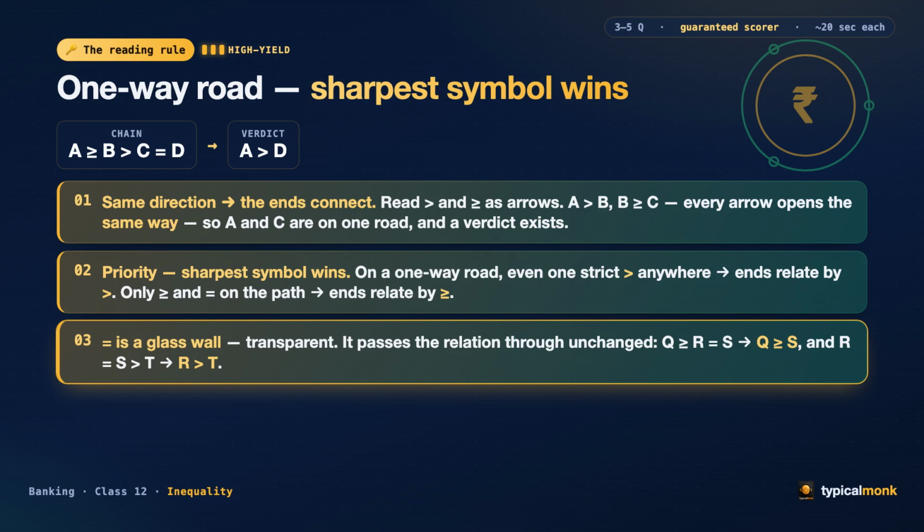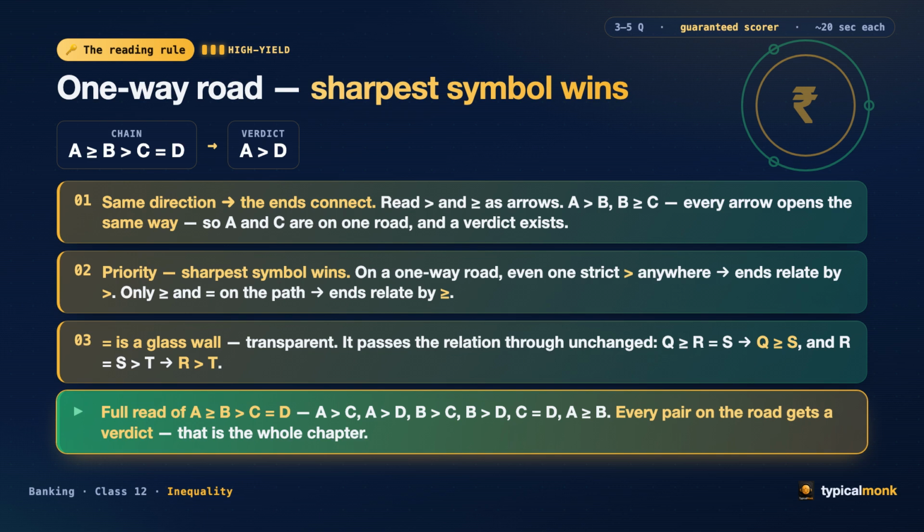3. Equal is a glass wall, transparent. It passes the relation through unchanged. Q greater than or equal to R, R equal to S. So Q greater than or equal to S. And R equal to S, S greater than T, so R greater than T. And 4. The full read of the chain. A greater than or equal to B, B greater than C, C equal to D, it yields A greater than C, A greater than D, B greater than D, C equal to D, and A greater than or equal to B. Every pair sitting on the road receives a verdict, and that is the entire chapter.